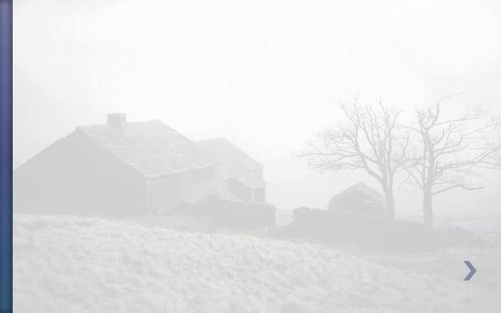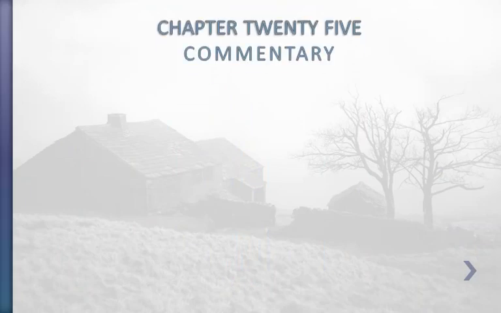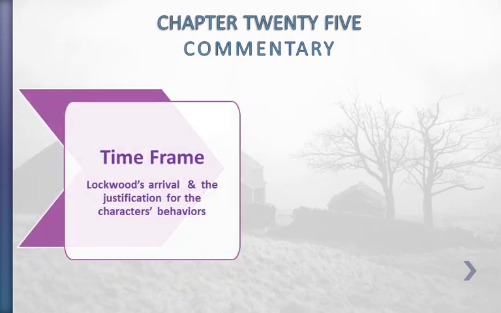Now, in the commentary of chapter 25, we have two important points. The first point is about the time frame, Lockwood's arrival, and the justification for the characters' behaviors. This short chapter is important for two significant reasons. First, it establishes the time frame, the previous winter, which is relatively close to Lockwood's arrival. Because the current event just occurred the previous winter, the characters whom Lockwood encounters at Wuthering Heights may still be closely affected by the events that have transpired.